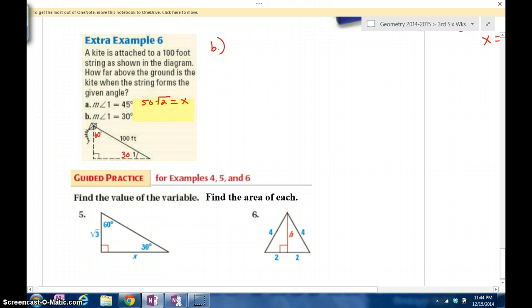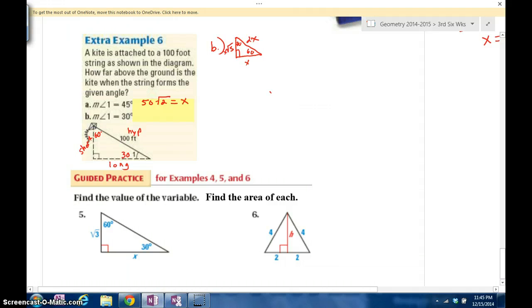Alright, so label the sides. Opposite the 60, this will be the long side. Opposite the 30, this would be the short side. And of course this is our hypotenuse. Again, we're trying to solve for the short side, which is x. So let's draw a little picture of our 30, 60, 90: x, x square root 3, 2x.